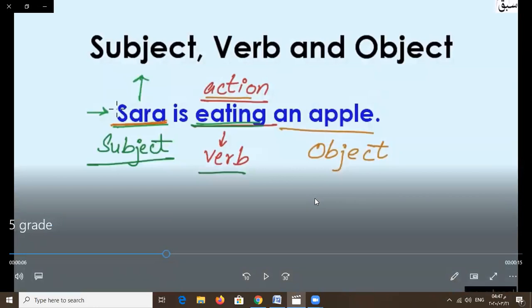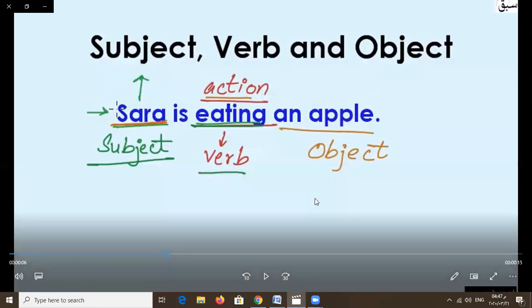Subject, verb, and object. This is also the order. Subject, verb, object. In English, word order is very important. Sarah is eating an apple. Sarah, subject, is eating, action, the verb. An apple, object.